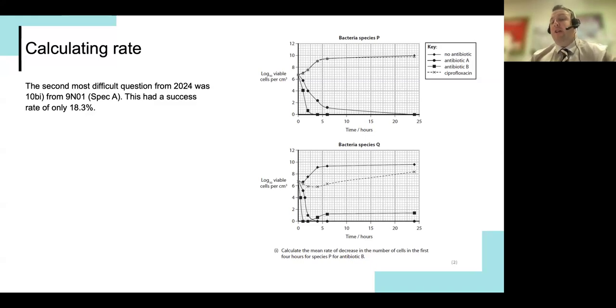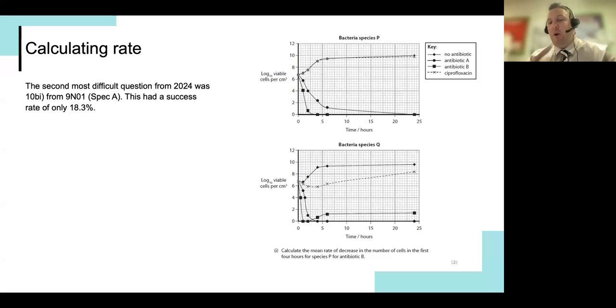If they can't interpret data, if they haven't been faced with challenging questions like this before through past paper questions, then they're going to find a question like this challenging. Obviously they have to know the skill of being able to do this, but ultimately when they look at this, there's a lot of information. You can see here we've got bacteria species P at the top, bacteria species Q, and then a key at the side, which is looking at no antibiotic, antibiotic A, antibiotic B, etc. Fluoxetine, you can see there as well. And then you've got the question at the bottom.